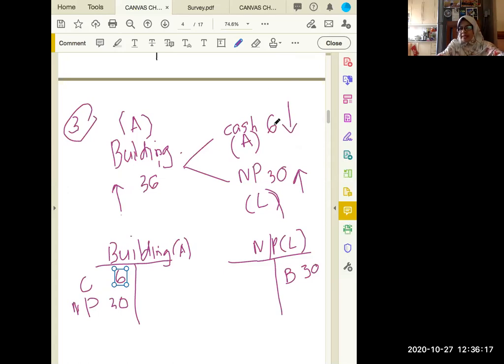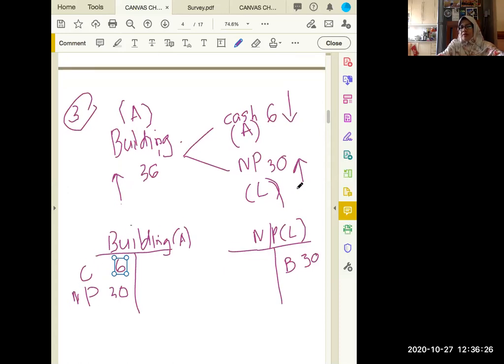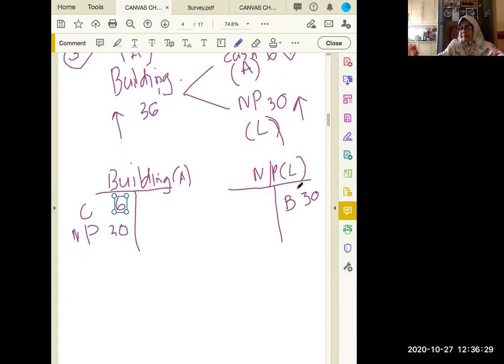But you pay out cash, so you credit your cash. Sorry, debit and credit. You credit your cash because there's a decrease, and notes payable you have to credit as well because it's a liability.